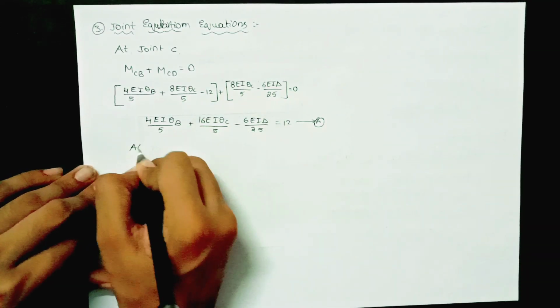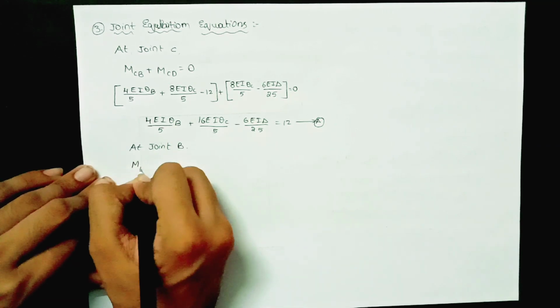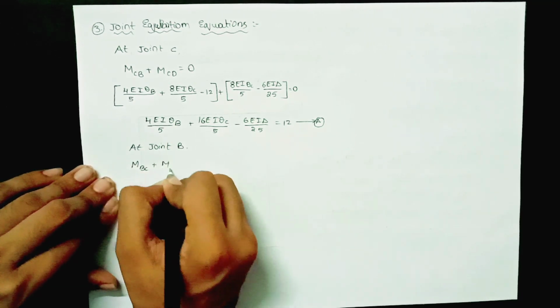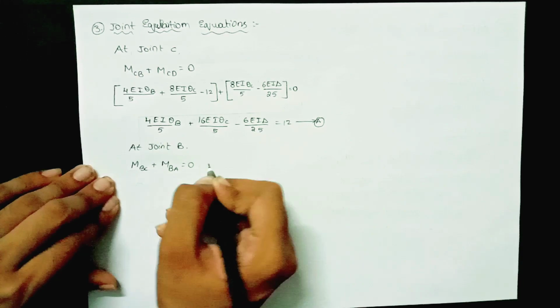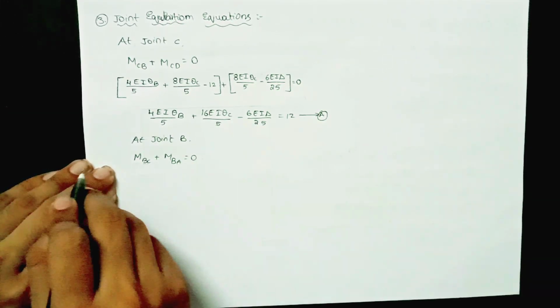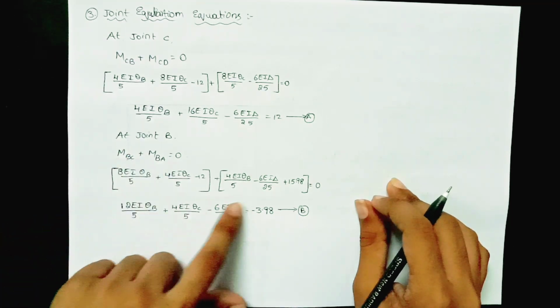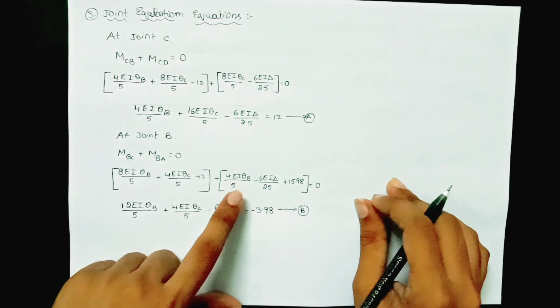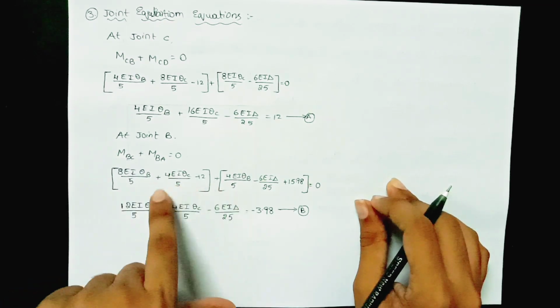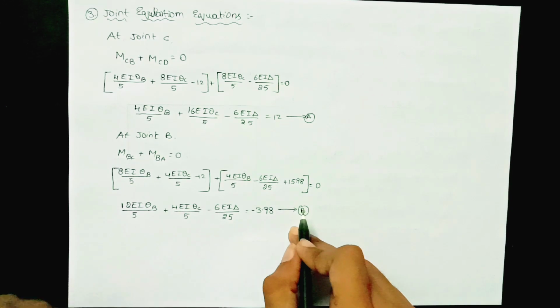Now similarly at joint B, again there are two members. The moment in joint BC plus moment in joint BA equal to 0. Again place MBC and MBA values from step 2. I have taken the values of MBC and MBA from step 2, substituted in these places, and added these two equations, and I have got a new equation that is taken as B.